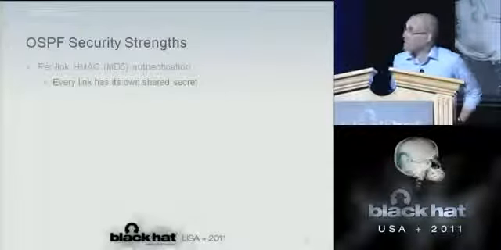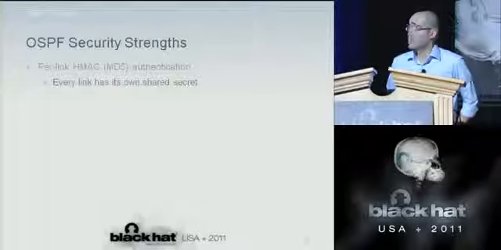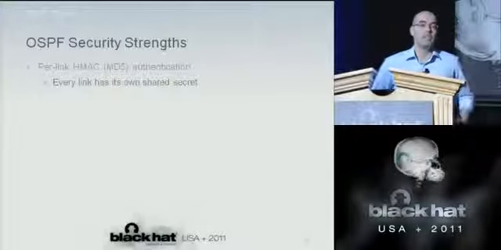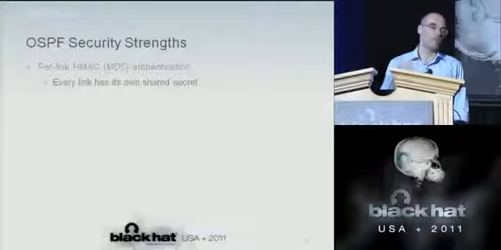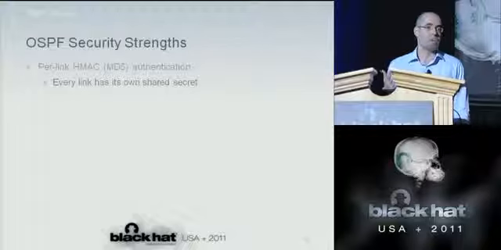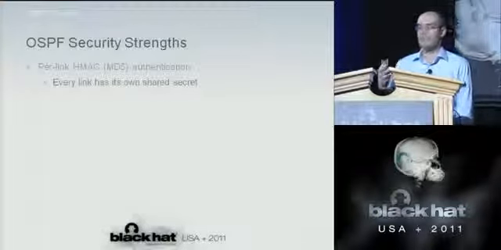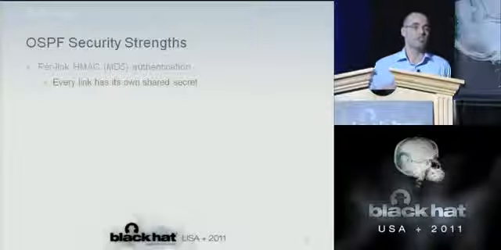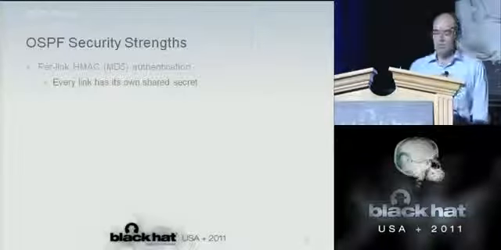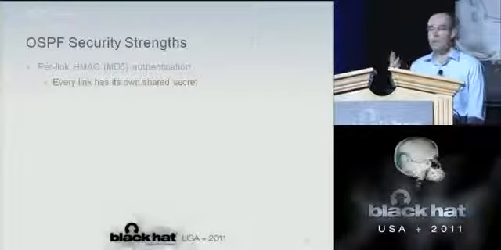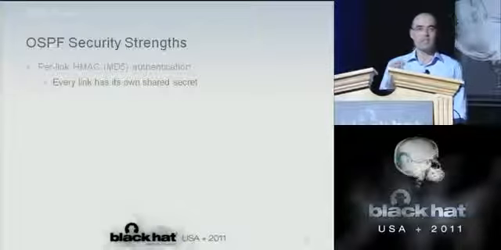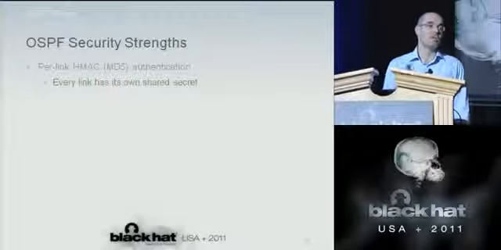The first security strength is the per link authentication, which means that every OSPF packet which is transmitted over a local link is authenticated using HMAC based on MD5. This is based on a secret shared by all the routers connected to that link. This means that if I want to send out a packet on the link, I have to know this shared secret.